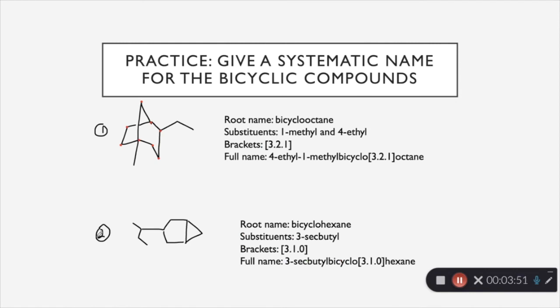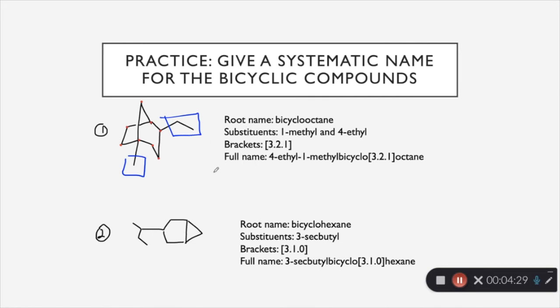So, practice: give a systematic name for the bicyclic compounds. The root name for this one would be 1, 2, 3, 4, 5, 6, 7, 8. Yes, bicyclooctane, the total number of carbons in the entirety of both rings. This one does have substituents, so those would not be included in the parent or the root name. But we still name the substituents the same way.